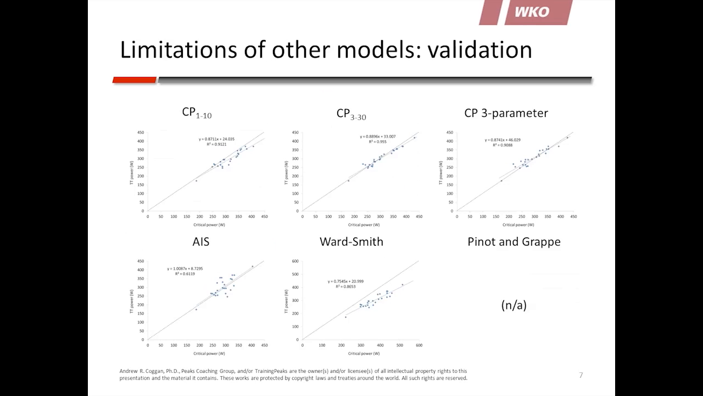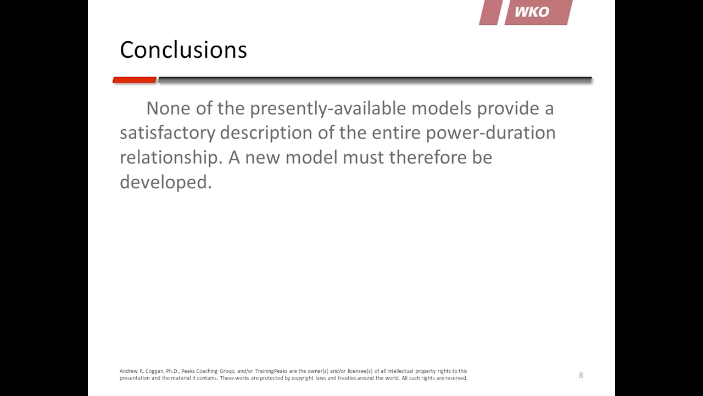I illustrated how none of these models really do that great a job of hitting at somebody's truly sustainable power output, although they come out okay in some cases. In particular, if you base your critical power 2-parameter model over longer durations, you can get a reasonable estimate of somebody's true steady state power. Although again, it fails at short durations and it fails at long durations. And again, Pinot and Grappe, since an attempt to predict steady state power is not really part of it, it's just not really applicable here.